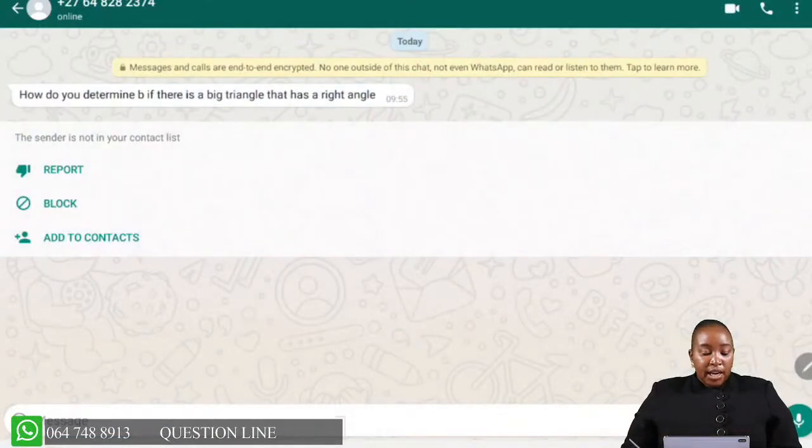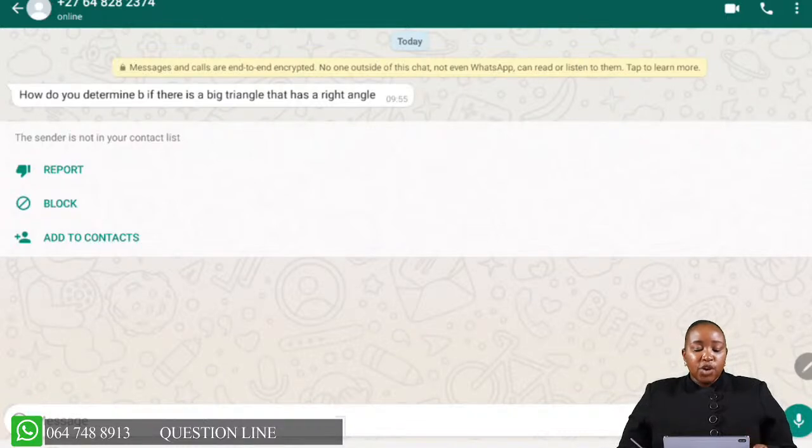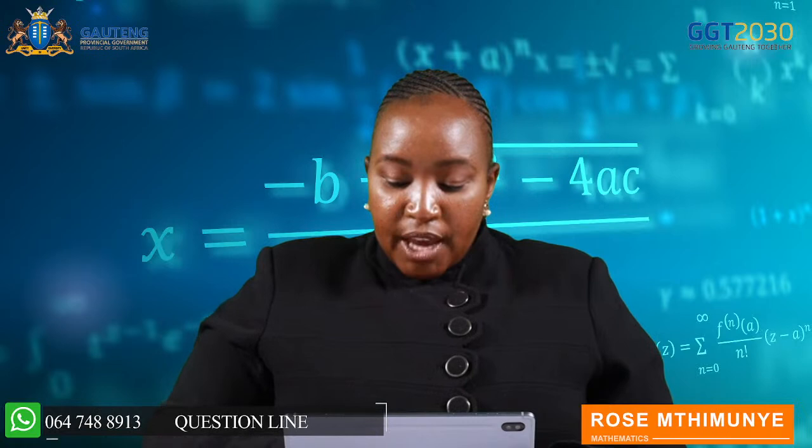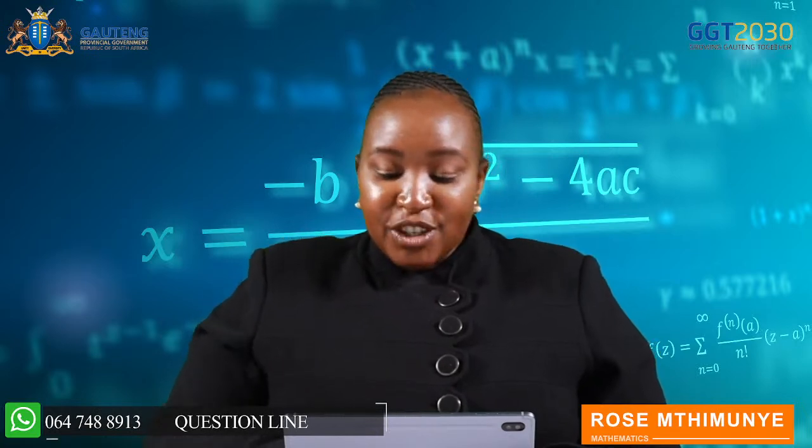All right, let's see what we have. Okay, I have a question here. It says, how do you determine B if there's a big triangle that has a right angle? Okay, so for this question, I think we will have to go back to our slide with the big triangle, which is part of activity number 2. All right. Okay, let's see if we have anything else. Okay, all right, for now that's all we have, so let's just go back to our slide.